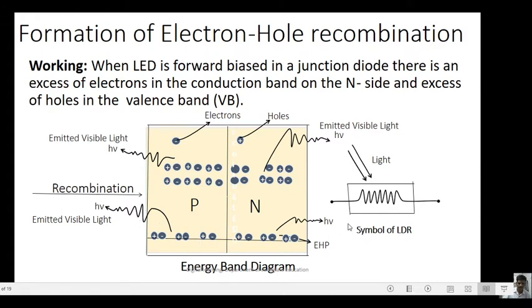This is the symbol of LED actually. So here, I am very sorry, here the arrow marks are reversed. Energy band diagram.